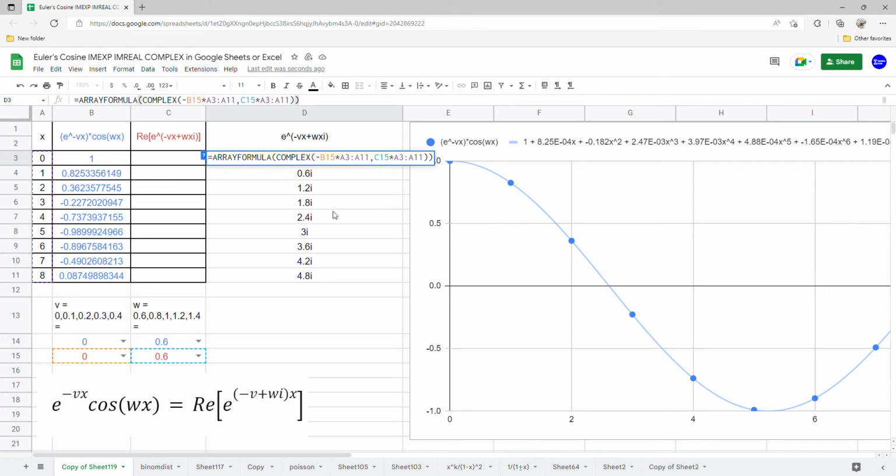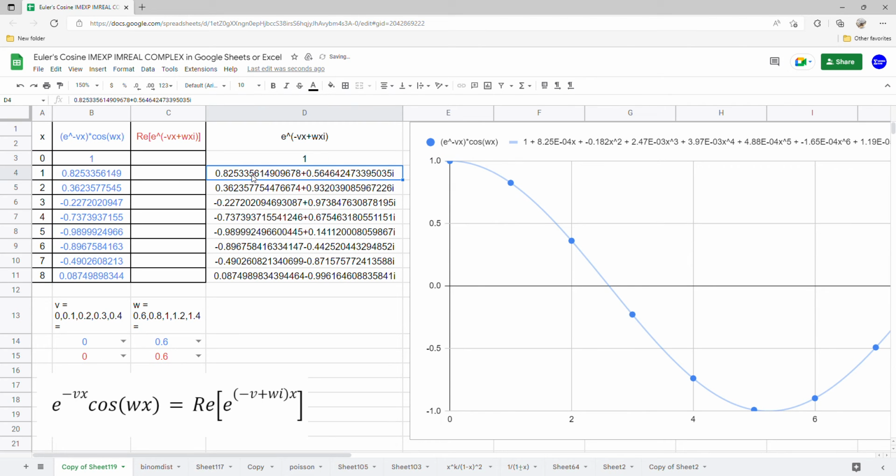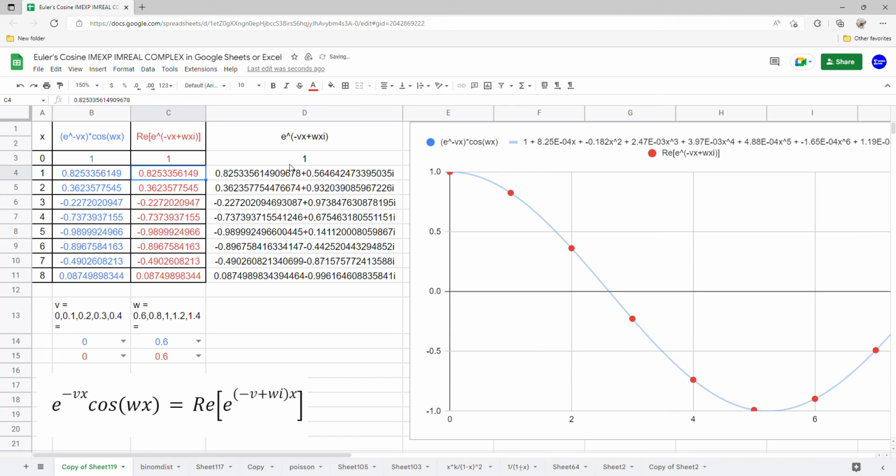So IMEXP. That's Euler's number. Now that we have the complex number, we want the real part. So this will be array formula IMREAL of these numbers. So only the real part of these numbers.